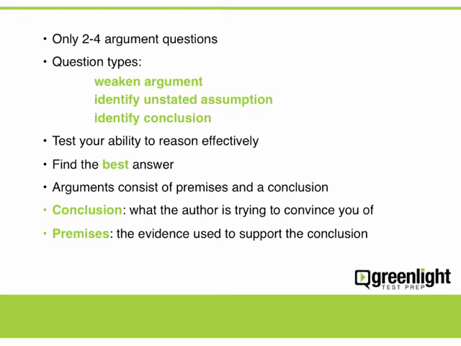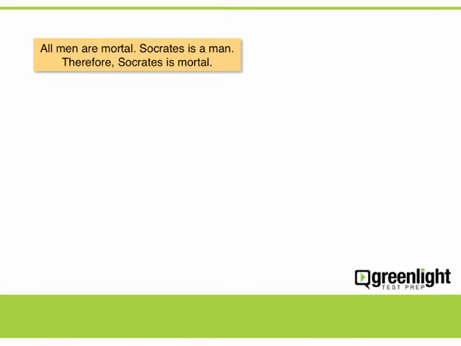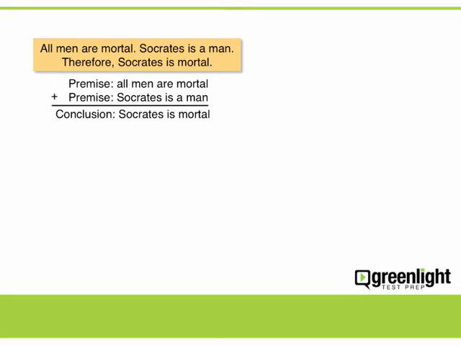Let's look at an example. If you've ever taken a course in formal logic, this will likely be the first argument that you examined. The argument goes like this: all men are mortal, Socrates is a man, therefore Socrates is mortal. In this argument, the conclusion is Socrates is mortal. This is what the author is trying to convince you of. The remaining 2 sentences are premises that support the conclusion. In other words, they provide the evidence needed to draw the conclusion.